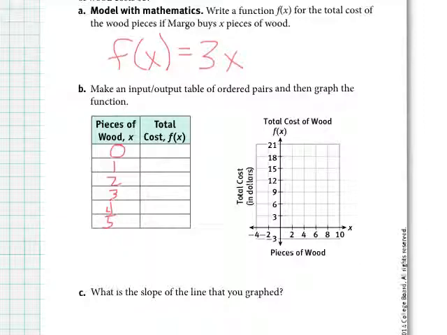Okay, so filling in my table of data, if I buy 0 pieces of wood, I'm going to be charged $0, I hope. Then if I buy 1 piece, I'm just plugging in my numbers: 3, 6, 9, 12, 15. Okay, graphing here. Okay, I have (0, 0), (1, 3). Goes up just like that.